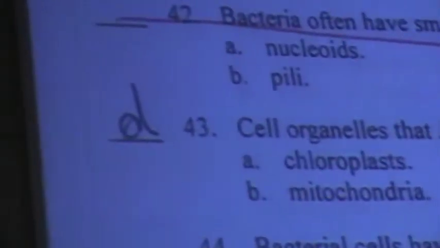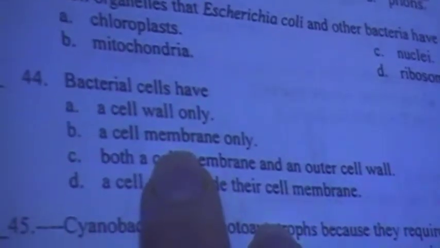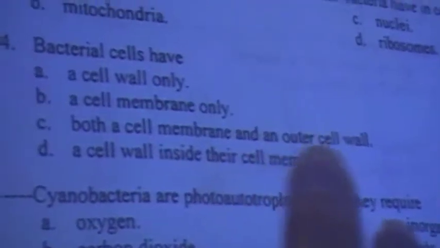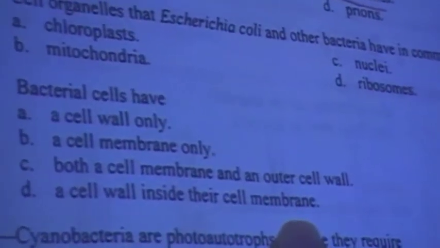Bacteria cells have what? Do they have a cell wall only? No. Do they have a cell membrane only? No. Do they have both a cell membrane and an outer cell wall? Yes. Is the cell wall inside their cell membrane? No, it's outside. So the answer for that one is C.